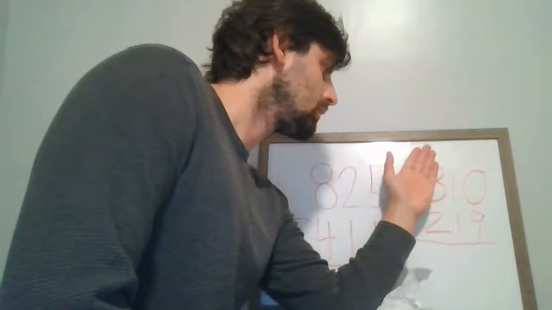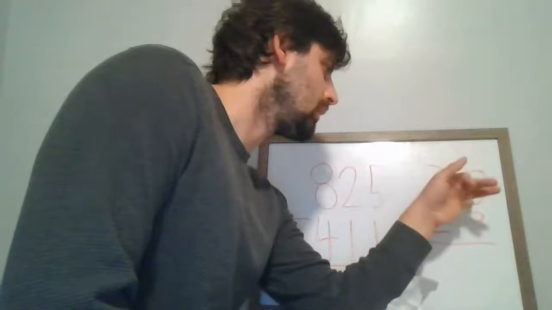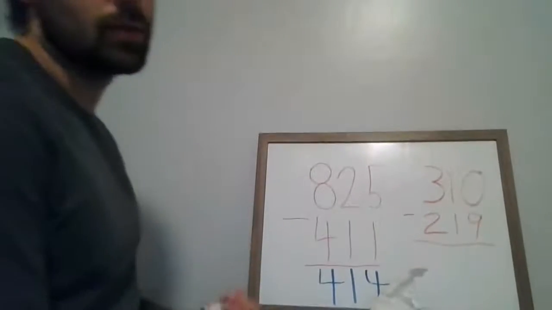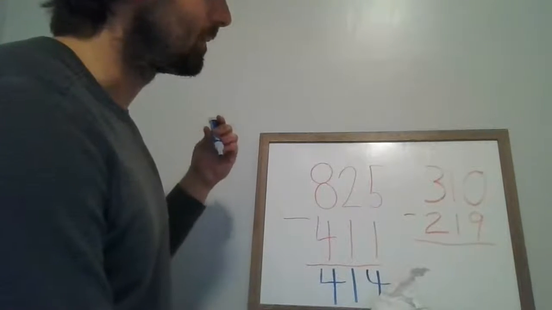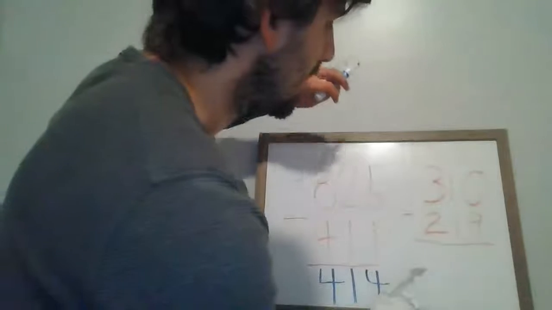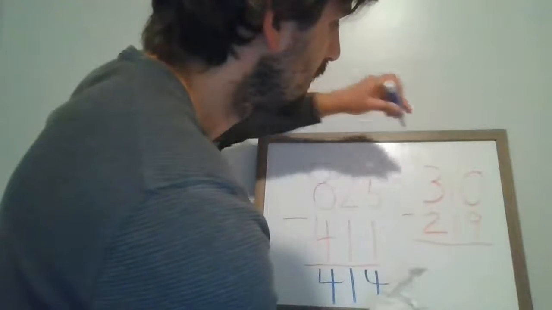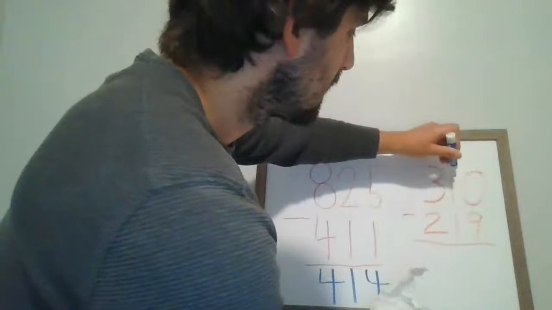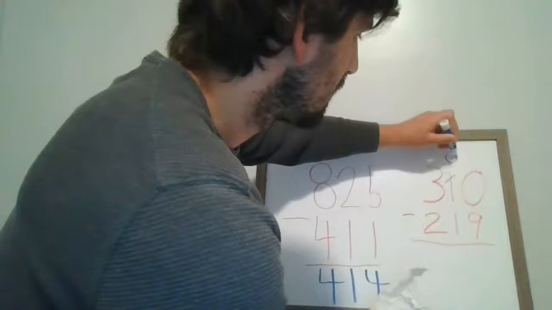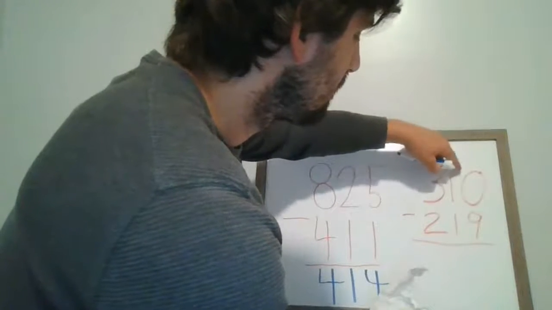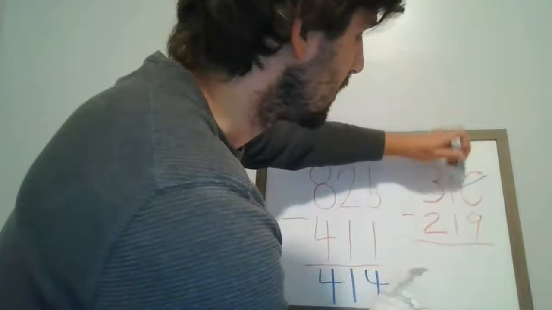Okay. Top number is 1, bottom number is 1. So we're not going to need to regroup in the tens place, but we will need to regroup in the ones place. So there is going to be some regrouping needed for this problem. All right. So we're going to take a 10 from the tens place. That's going to become a 0. 0 in the ones place is going to become a 10.